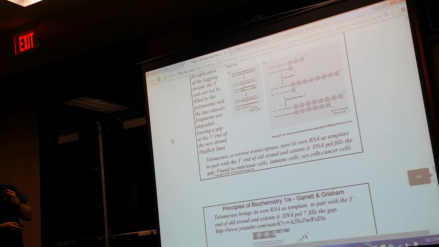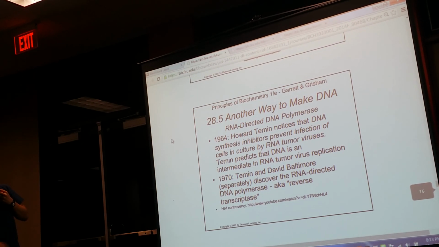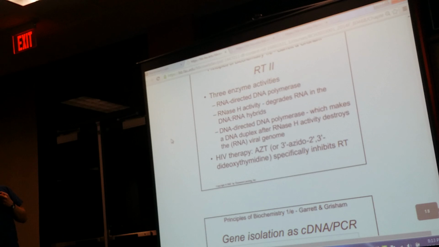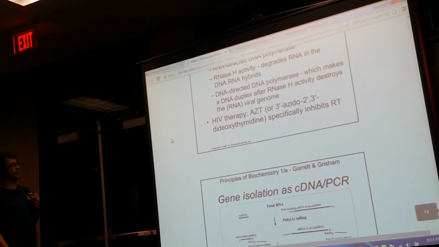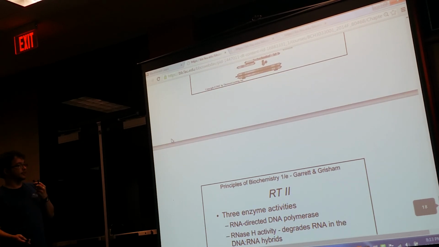Let's see, so those were the things that I was hoping would be on the exam. It wasn't on. What is the RT2? Is it reverse transcriptase 2? It's just a certain type of reverse transcriptase.